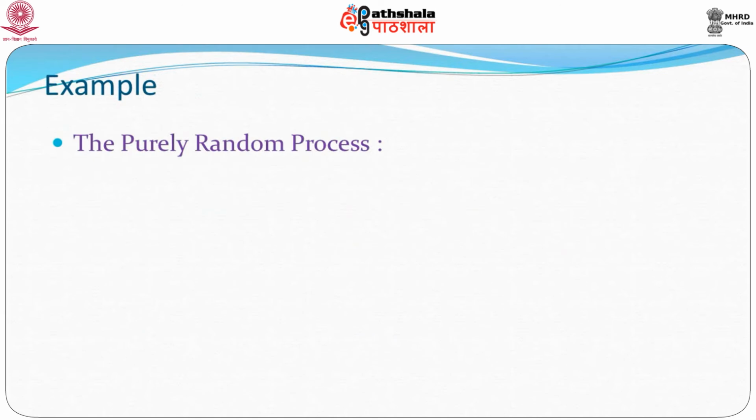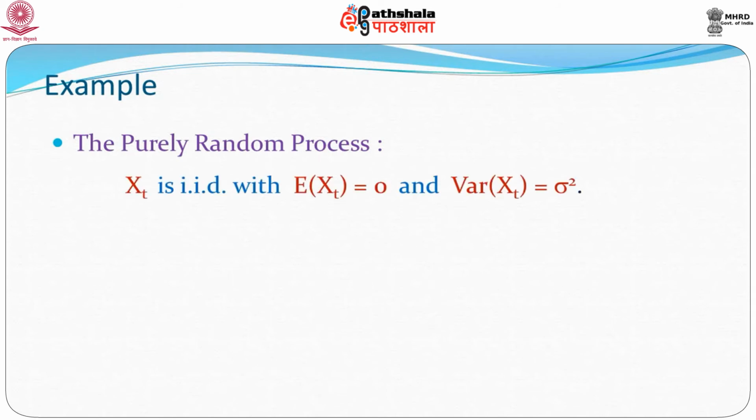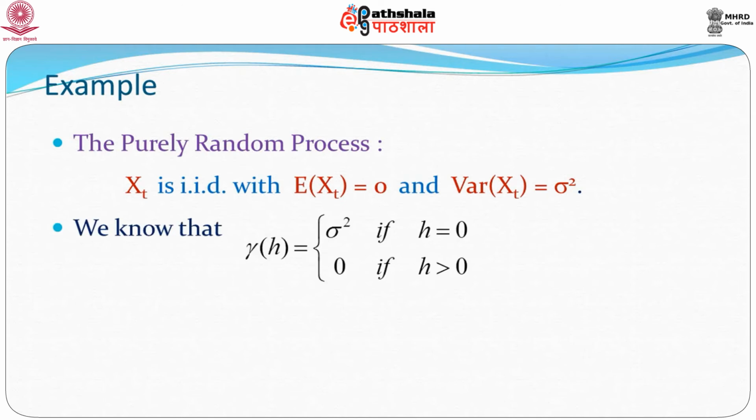Now, let us look at a very special case. We will look at the simplest of these cases, the purely random process. Now, x_t is identically and independently distributed with expectation of x_t equal to 0 and variance of x_t equal to σ². In that case, we have seen that γ(h) is equal to σ² if h is equal to 0 and is 0 if h is greater than 0. So, it just has one single spike in γ(h) and that is at h equal to 0.